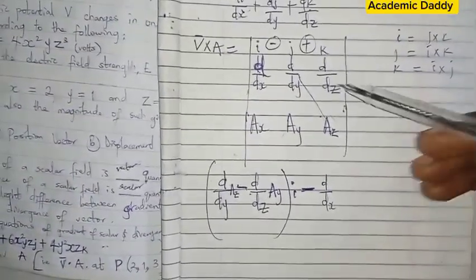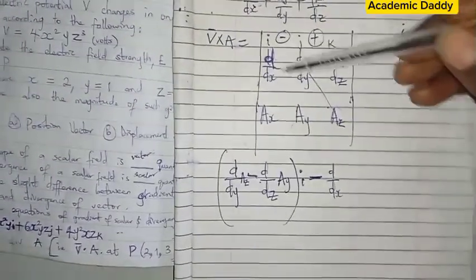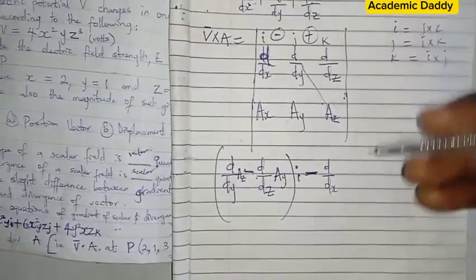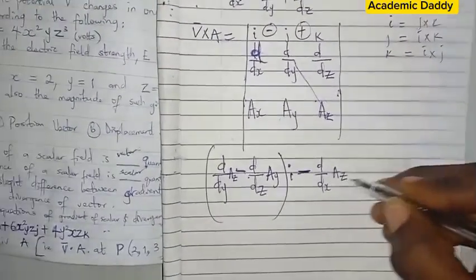To get j, you do i cross k. So by the left, mark times d over dx, then times AZ.